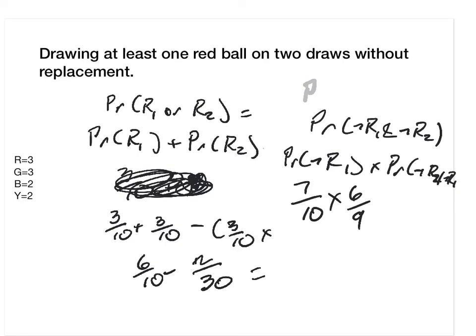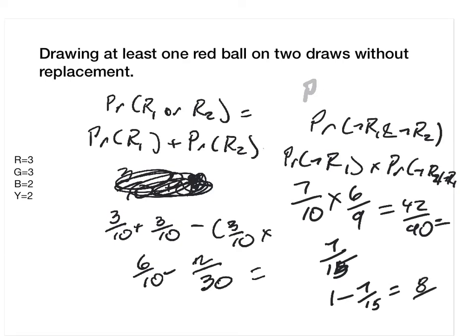And so what does that come out to be? That's 42 over 90, which is equal to 7 over 15, I believe. But we need to subtract that from 1, so 1 minus 7 over 15 is equal to 8 over 15, which is what we got the other way. So whichever is easier, you can do.